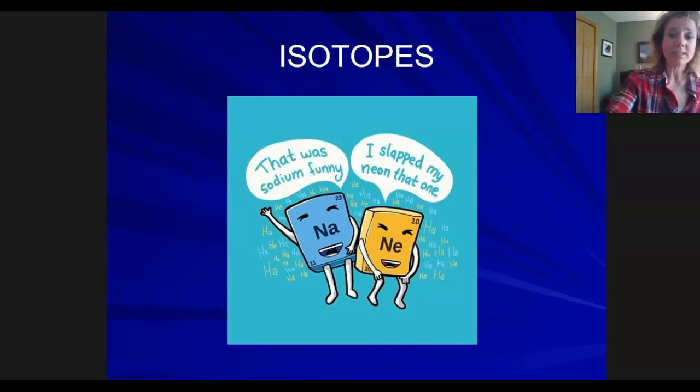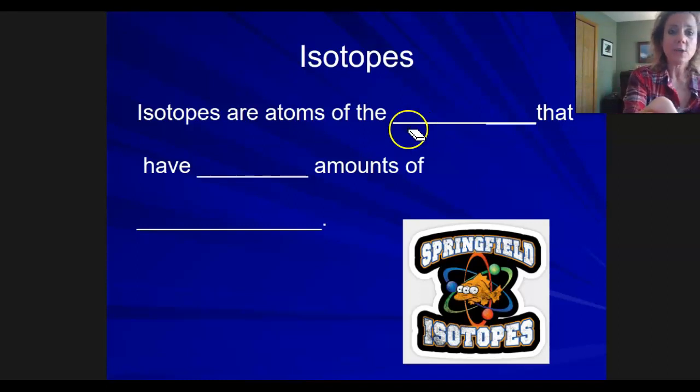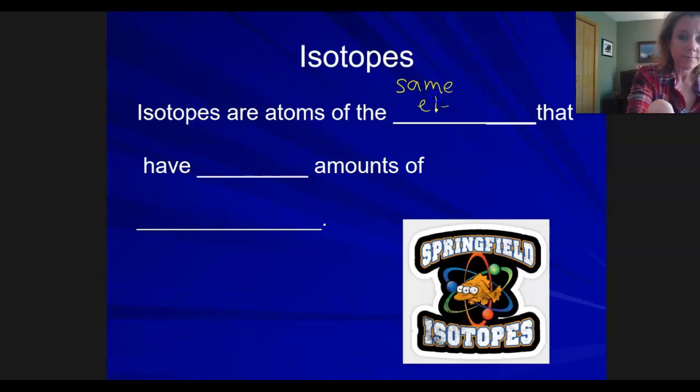Okay, we're going to kick this discussion off by defining isotopes first. Isotopes are atoms of the same element that have different amounts of neutrons.